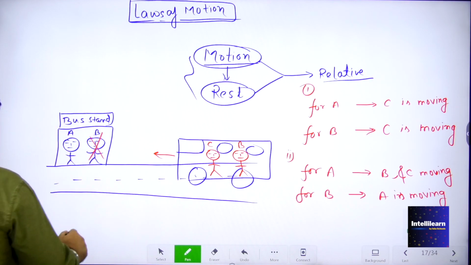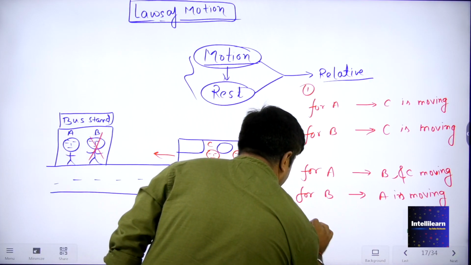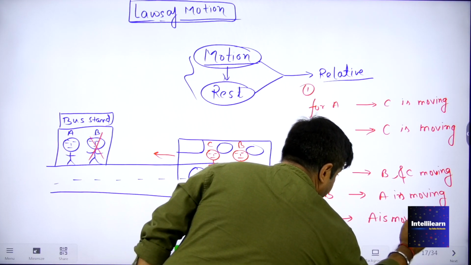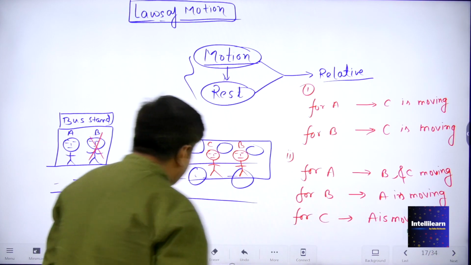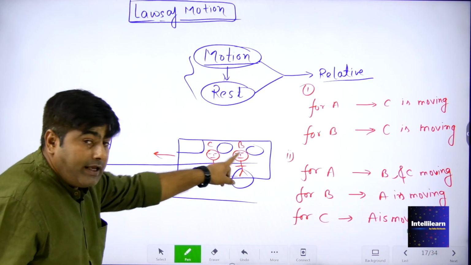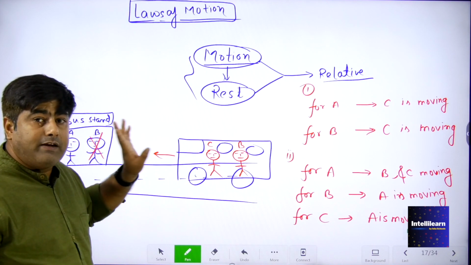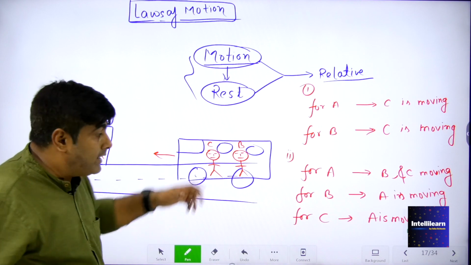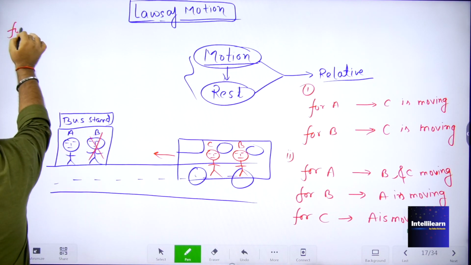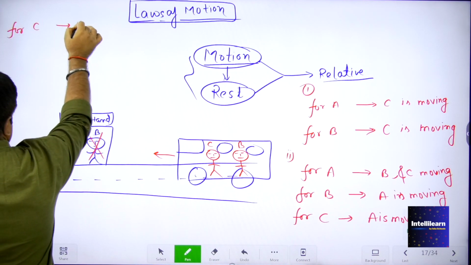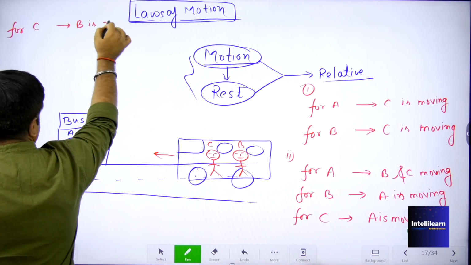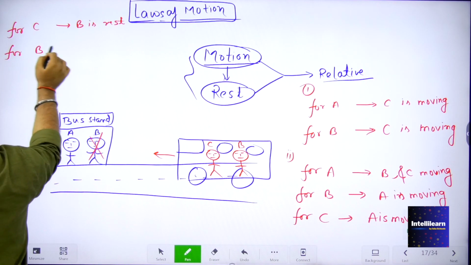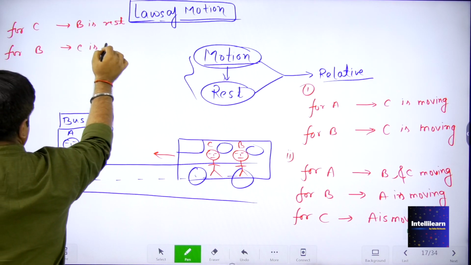Now for C, similarly A is moving. Okay. Now if C looks at B, what will C find? C is finding that B is not moving for C. So for C, B is not moving, which means rest. Similarly, B will also find the same. For B, C is at rest.